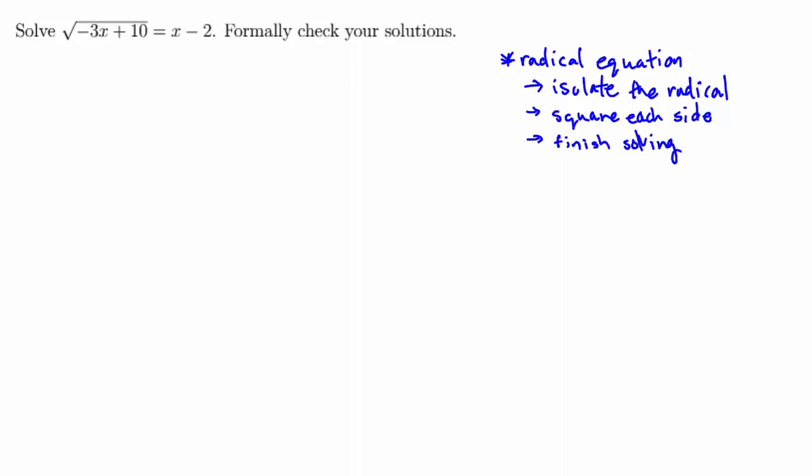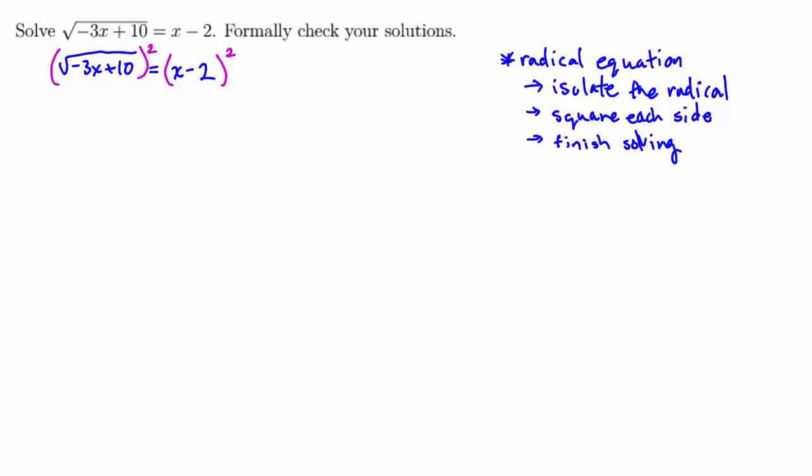So let's get started. We have the square root of the expression negative 3x plus 10, and that negative 3x plus 10 is all inside that square root, and is equal to x minus 2. So we've recognized that that is a radical equation. The first thing we want to do is square each side. And we have to make sure that we do this to both sides of the equation to keep things consistent.